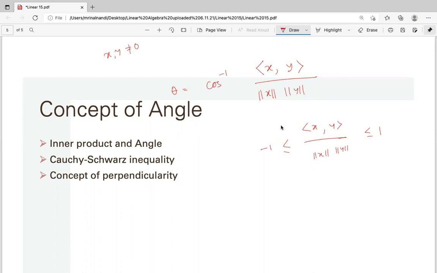And how do you define this cos inverse? Remember, this quantity is a real number, the inner product divided by the product of norms. And obviously the idea of perpendicularity is just theta equal to pi by 2. That means cos theta equals 0. That means if the inner product is 0, we say these two vectors are perpendicular. Now we have introduced the idea of perpendicularity in a general inner product space. So that's all in this lecture.